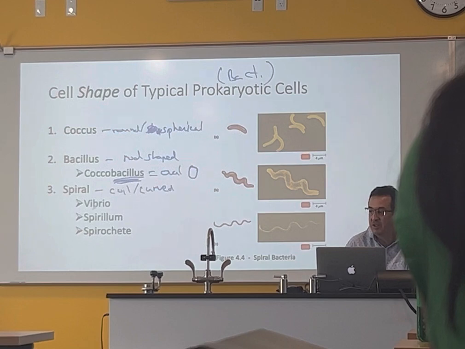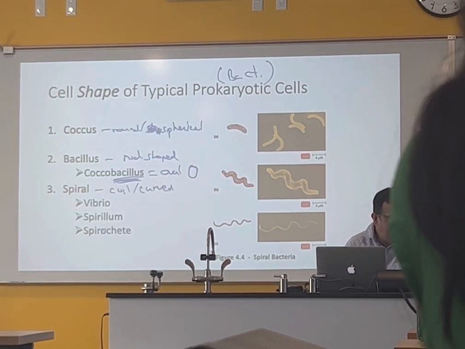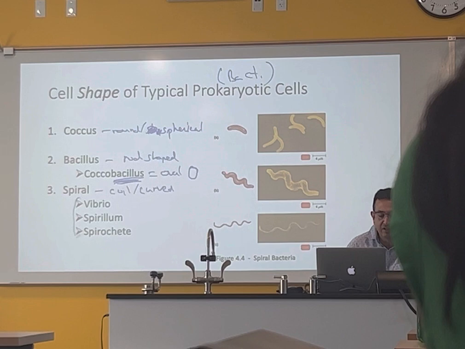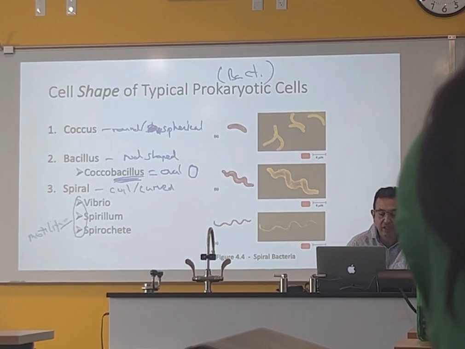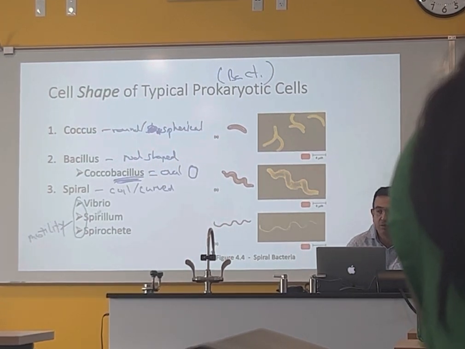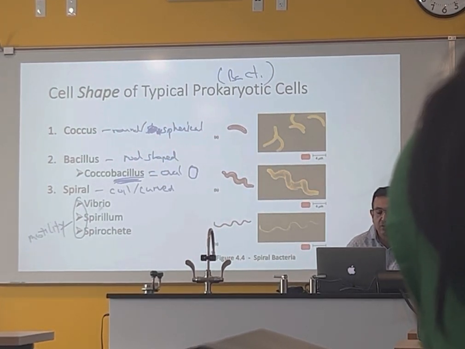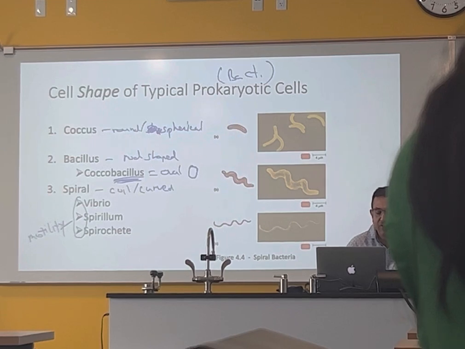And these are the three specific spiral ones that we have: vibrio, spirilla, and spirochete. All of these have motility in common. They are able to move. Motility, remember, means movement. All three of these bacteria, vibrio, spirillum, and spirochete, are all spiral and they all have the ability to move.